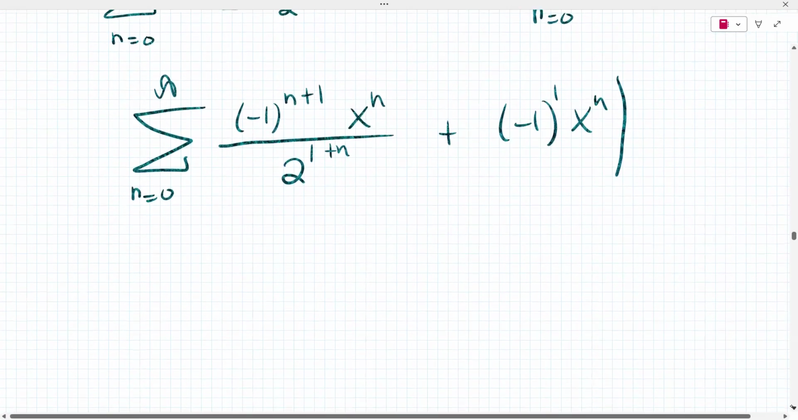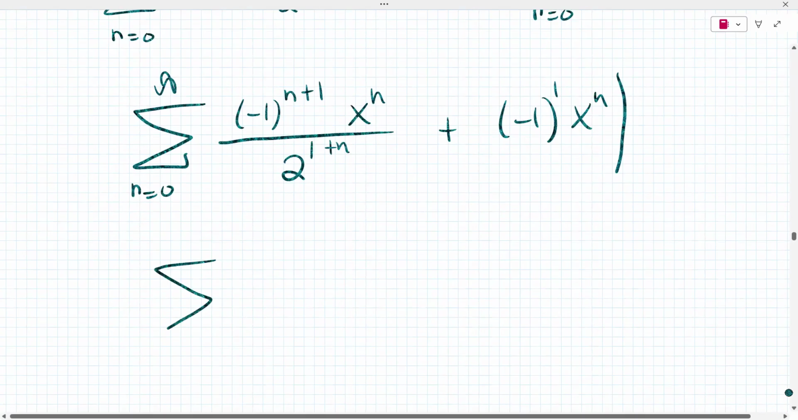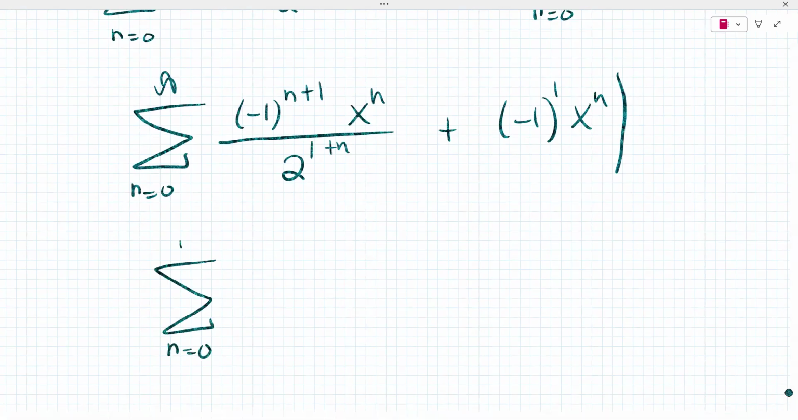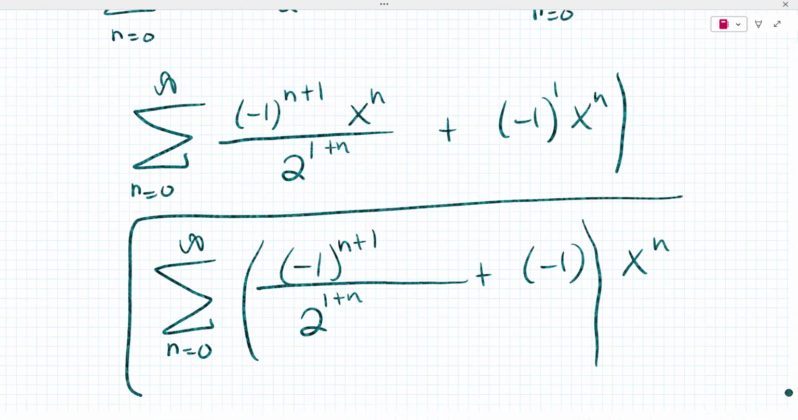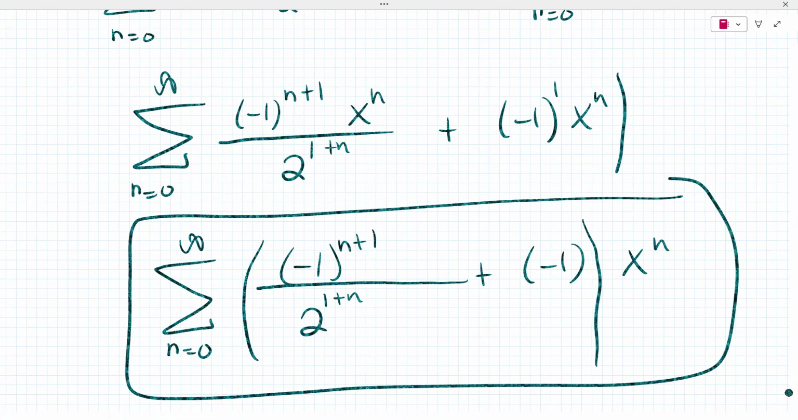So you can write this as a single summation. It would be the summation from n equals 0 to infinity, negative 1 raised to the n plus 1 over 2 to the 1 plus n plus negative 1 times x^n. Okay, let's move on to example 1.